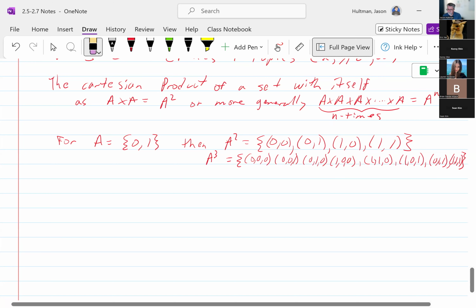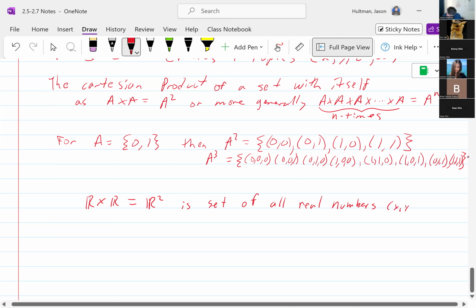Where this comes in handy is when we start thinking in terms of number sets, like real numbers, integers, natural numbers. So R cross R is equal to R squared, which is the set of all real numbers x, y, such that x and y are real numbers.